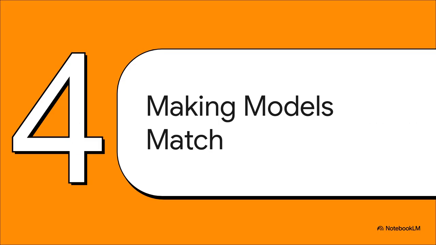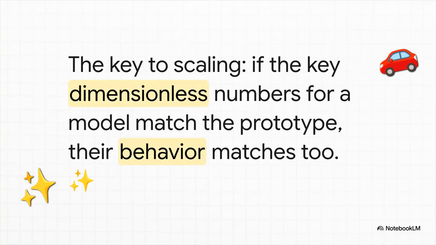How do we actually use these magic numbers to make a little model in a lab act exactly like a full-sized car on the highway? The secret sauce is a concept called dynamic similarity. And it's an amazing idea. It says that if you can make those key dimensionless numbers, like the Reynolds number, exactly the same for your little model and your huge prototype, then the physics will be identical. The way the air flows, the forces, the drag, all of it will scale up perfectly.